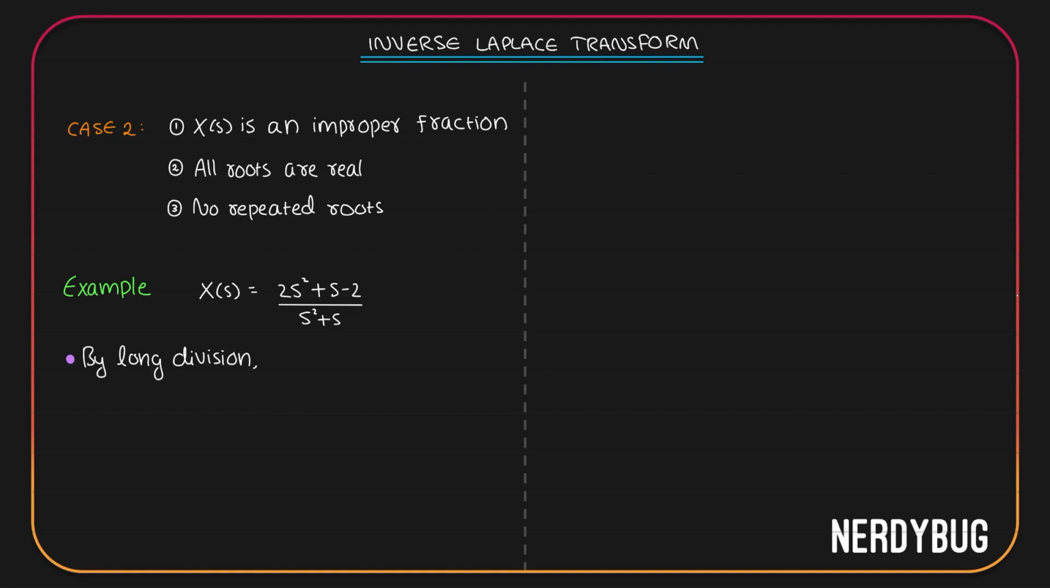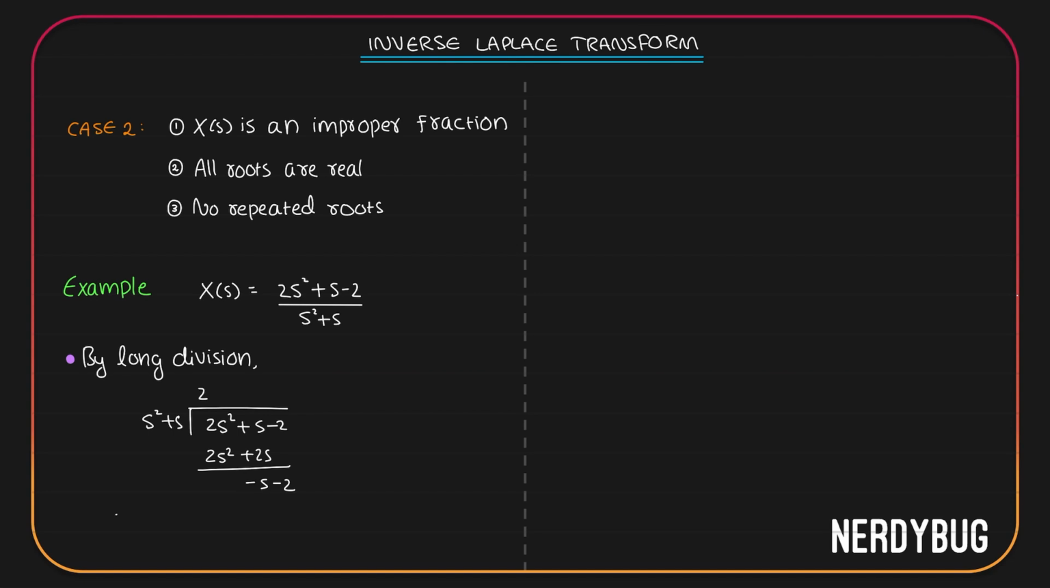The first step is to do long division. We take 2s square plus s minus 2 and divide it by s square plus s. 2s square is 2 times s square. Now 2 into s square is 2s square. 2 into s is 2s. Subtracting 2s square from 2s square, we get 0. S from 2s, we get minus s. Minus 2 minus 0 is minus 2.